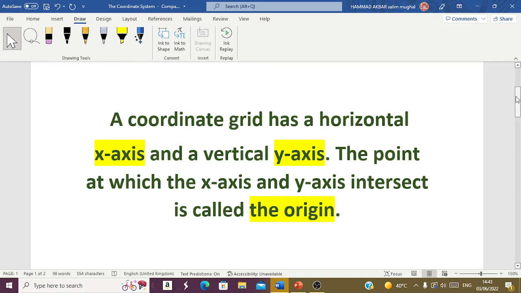The point at which the x-axis and y-axis intersect, or you can say connect or meet together, is called the origin. So guys, the point where the x-axis and y-axis meet together is called the origin.